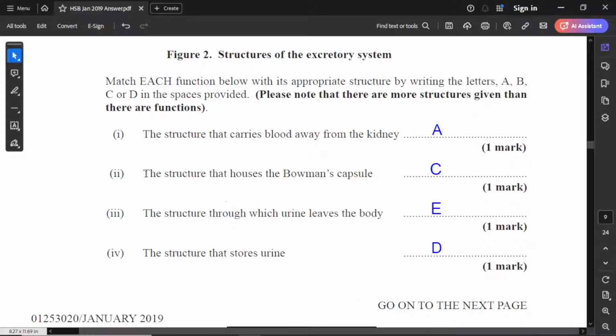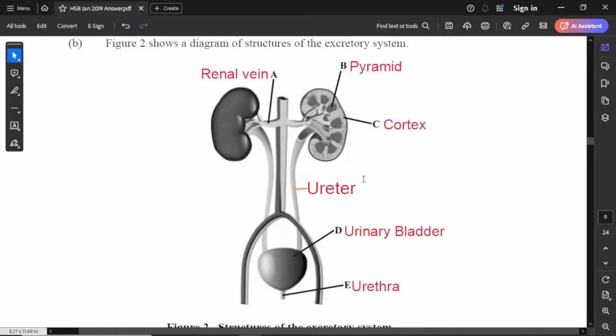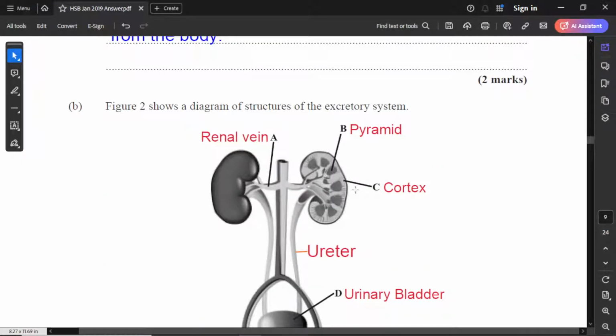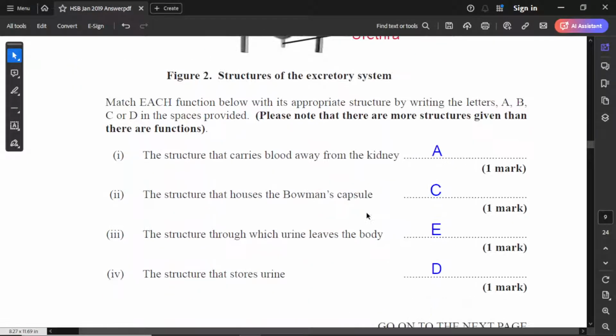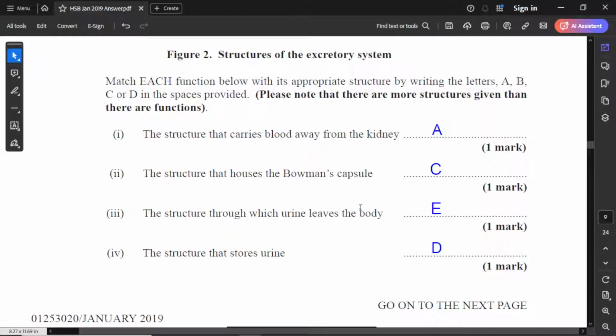All right, for 2, it said the structure that houses the Bowman capsule, and that will definitely be the cortex. Like loop of Henle and so on would be in the medulla. But the Bowman capsule is in the cortex, and so please you need to know the parts of a nephron. That's very important as well.